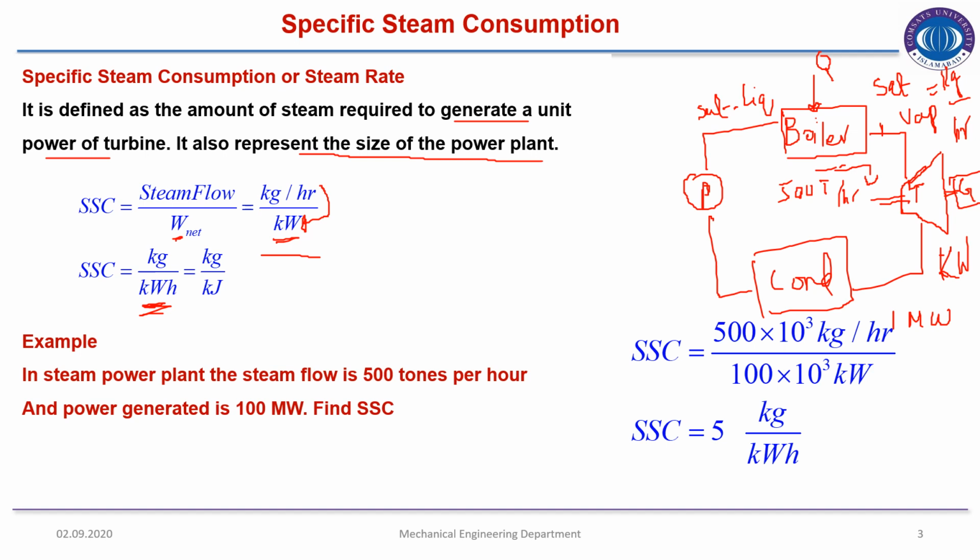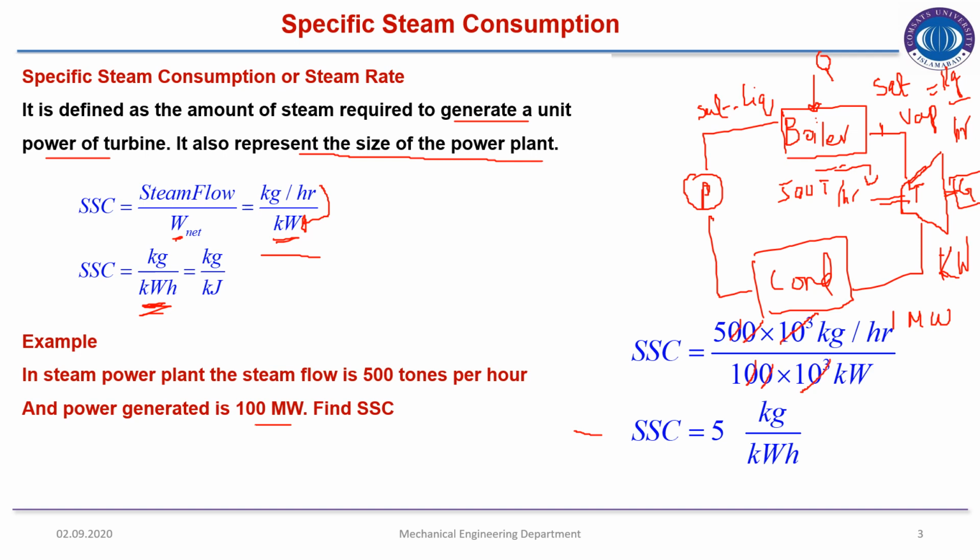So you convert the unit, that is 5 times 10 raised to power 3 kg per hour, and similarly you will have to convert the megawatt into kilowatts, because kilowatts are used in the standard formula. So 1 megawatt is converted into kilowatts, and 1000 will cancel out with each other, and the zeros will also cancel out. So specific steam consumption or steam rate is 5 kg per kilowatt hour.